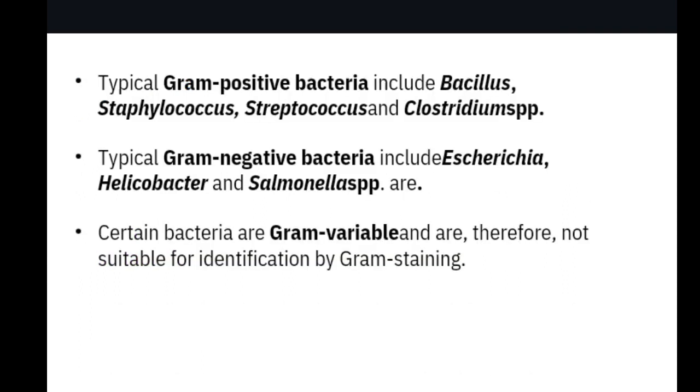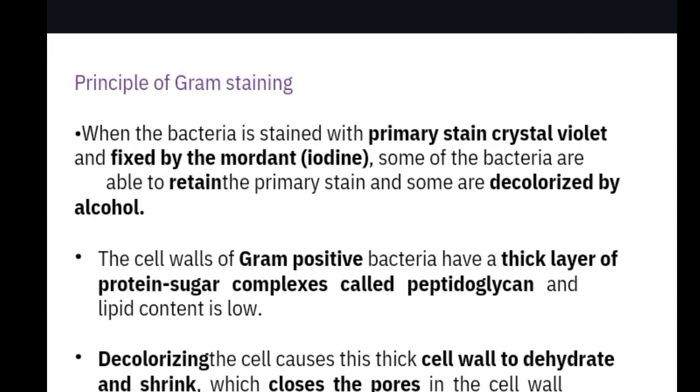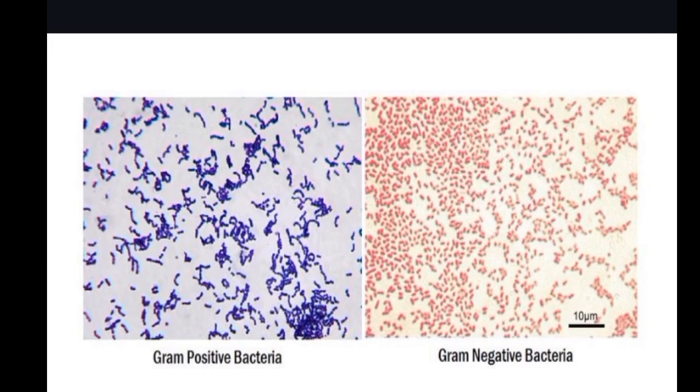Typically, gram-positive bacteria include Bacillus, Staphylococcus, Streptococcus, and Clostridium species. Typically, gram-negative bacteria include Escherichia, Helicobacter, and Salmonella species, etc. Certain bacteria are gram-variable, and they are therefore not suitable for identification by gram staining.